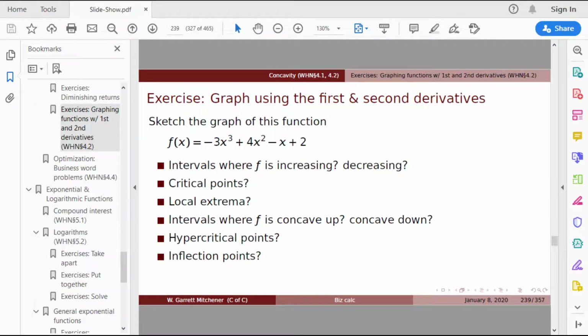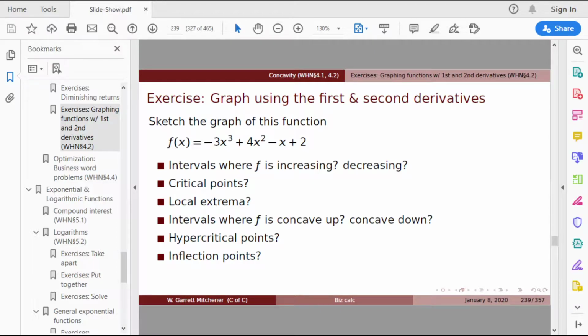In this video, I'm going to sketch the graph of a function. This is a page from my slideshow. We're going to sketch the graph of f of x equals negative 3x cubed plus 4x squared minus x plus 2. First, I'm going to handle the first derivative questions.